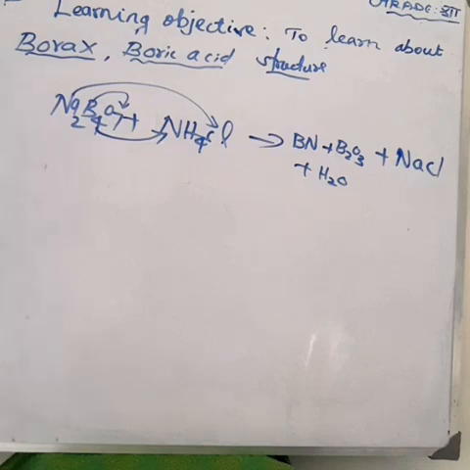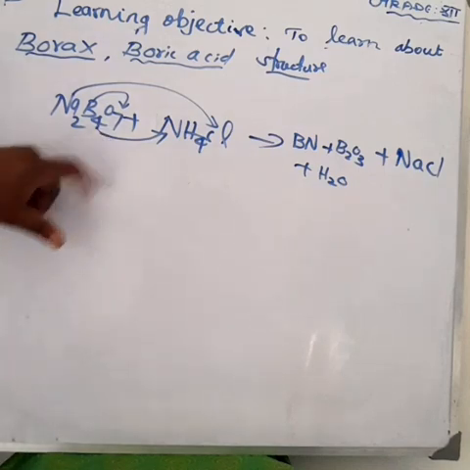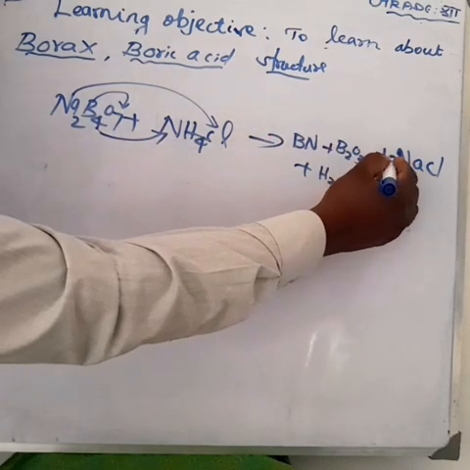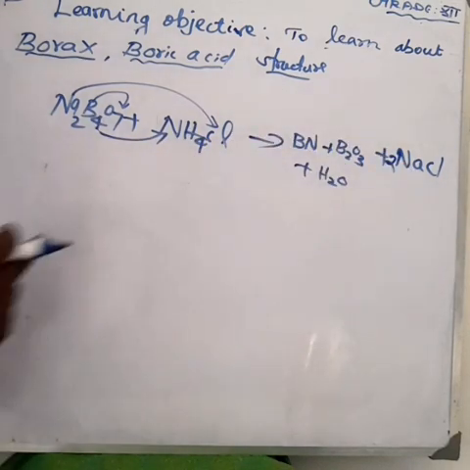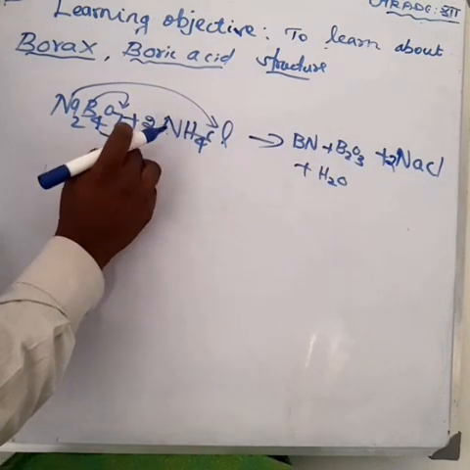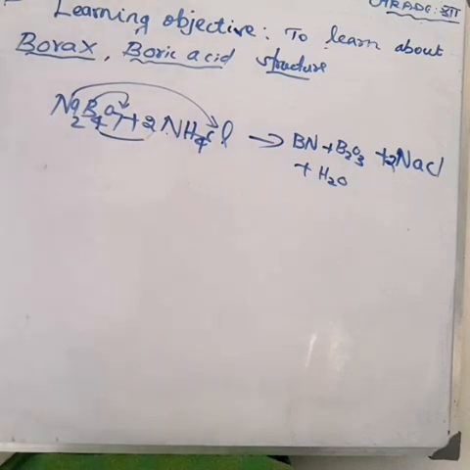How can you balance the equation? How can you balance the equation, my dear children? Here having 2 sodium, so make it 2 here. So sodium is balanced. What about the chlorine? Here having 2 chlorine, so make it 2 here. Chlorine is also balanced. Yes or no, my dear children?